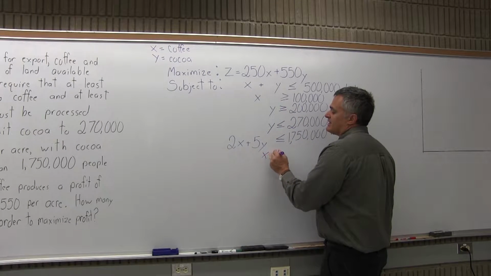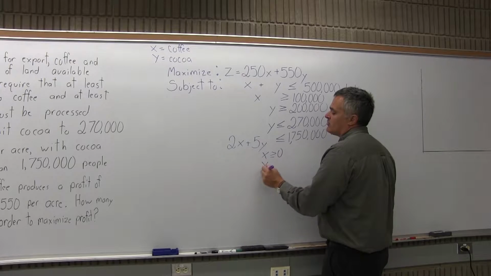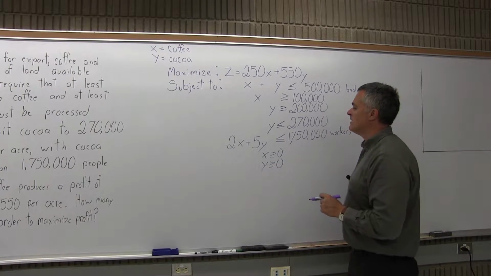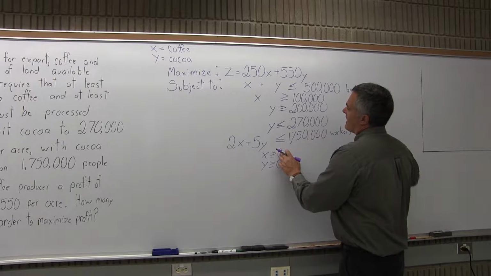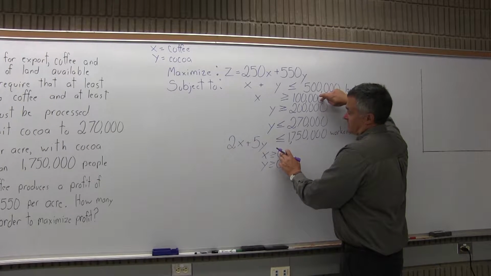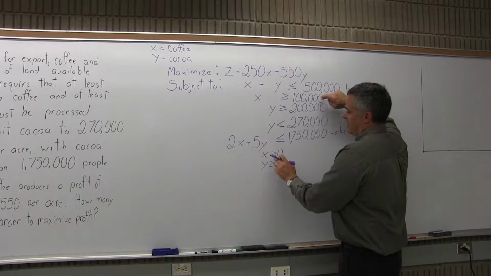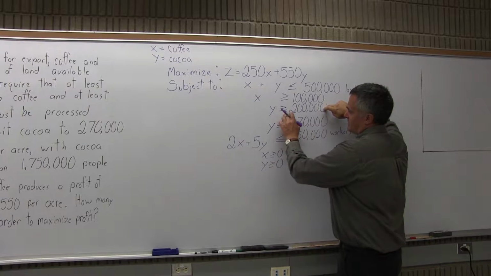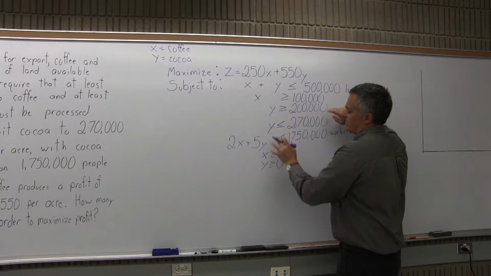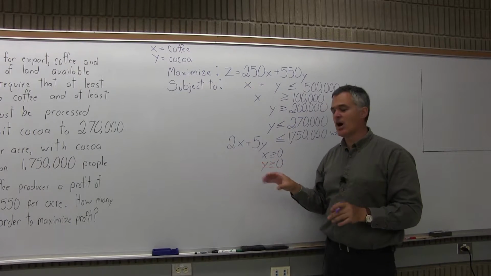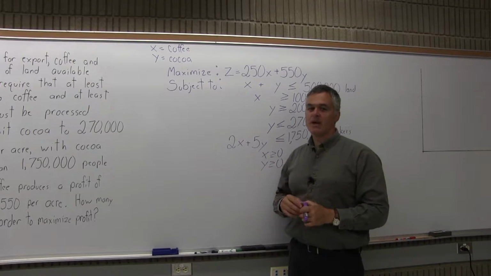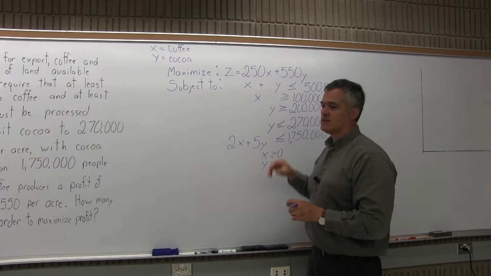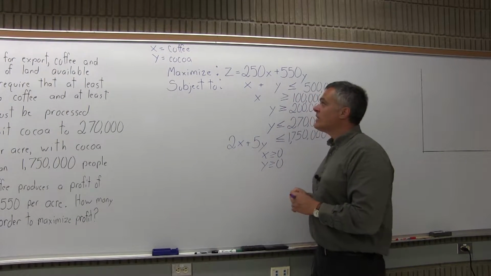Step 4 is state that each variable must be greater than or equal to 0. Now, in this particular case, step 4 can be omitted because the X automatically has to be greater than or equal to 0 because it has to be greater than or equal to 100,000. And the Y also has to be greater than or equal to 0 automatically because it must be greater than or equal to 200,000. So in this particular case, if you forgot step 4, it wouldn't matter. Usually it would. For this problem, because of some of the other constraints, it would not. So now it's set up.